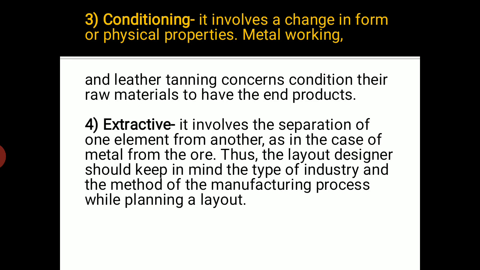And fourth is extractive. Now what is this extractive? It involves the separation of one element from the another, as in the case of metal from ore, right? Say suppose iron ore હોય, તો iron ore માંથી આપણે ironને અલગ પાડીએ છીએ એના ore માંથી, તો that is extractive. Thus the layout designer should keep in mind the type of industry and the method of manufacturing process while planning a layout. That is why આ ચારેય વસ્તુને ધ્યાનમાં રાખવી પડે.